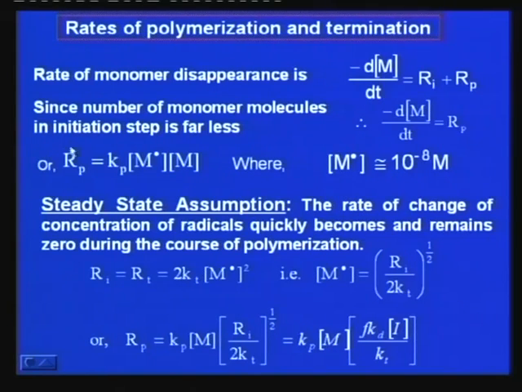Now, in order to evaluate this rate of propagation, we have to know these parameters: K P, M dot, and M. That means the concentration of monomer at any instant of time, unreacted monomer of course remaining. The quantity of monomer present at any instant of time can be estimated. There are procedures, but how to estimate M dot? As I mentioned, its concentration is very less and so transient that it is almost impossible.